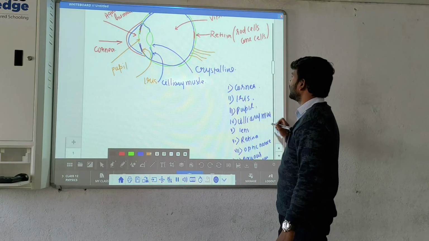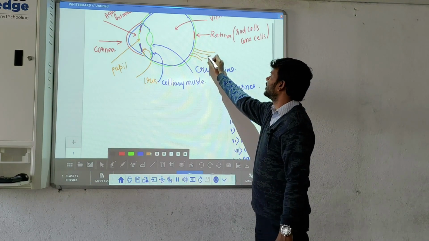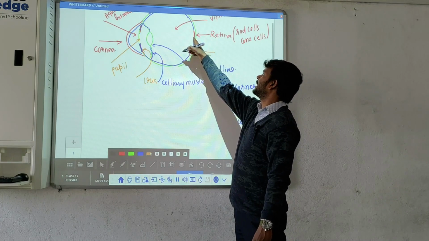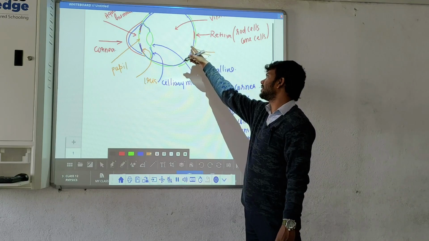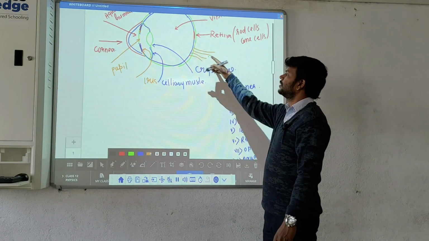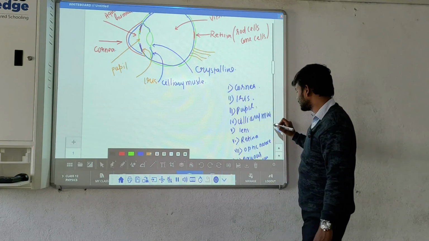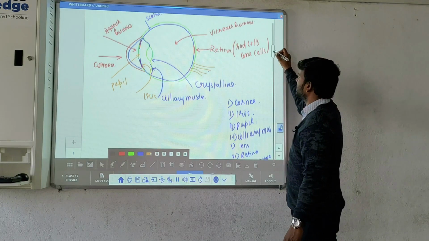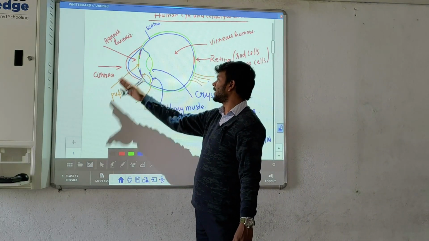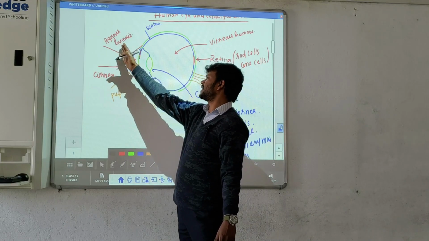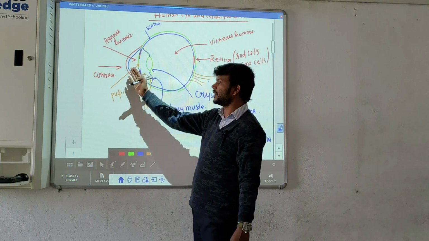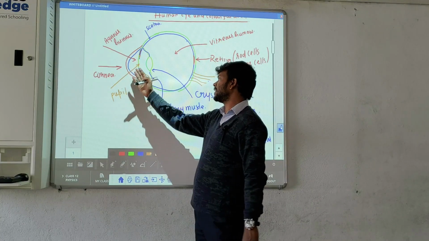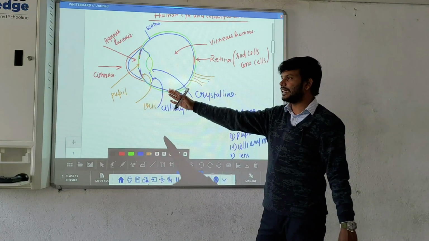Next we have the optic nerve. The image which is formed at the retina will be converted into an optical signal, and that optical signal is transferred to the brain via the optic nerve. Next we have aqueous humor. This front part of the human eye is covered with a jelly type or liquid type substance, that is known as aqueous humor. So aqueous humor will protect the human eye from dust particles.